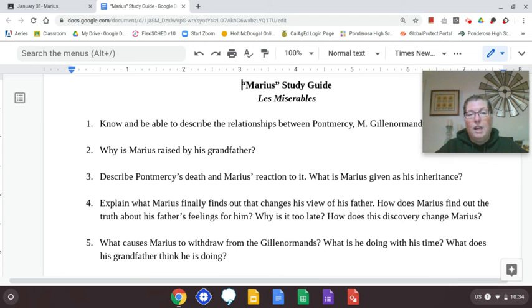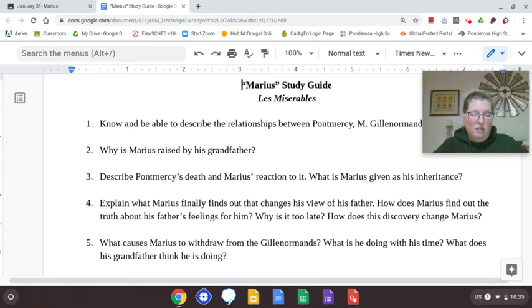All right. So on pages 222 through about 230, that's where the book describes the three men that I already told you about and put in that worksheet: Pontmercy, Gillenormand, and Marius. So you should read that so that you understand their relationship to each other and how each man is. Marius is about 20 at this point in the story. Cosette is about 15 at this point, maybe 14.